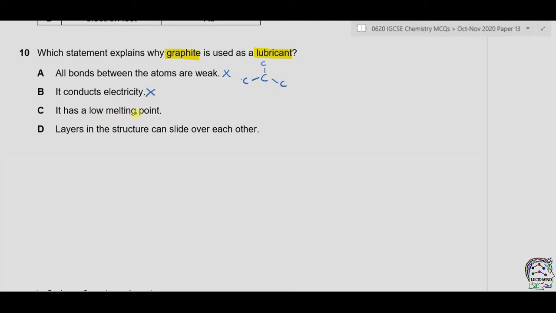C. It has a low melting point. Now graphite does not have a low melting point, its melting point is quite high. D. Layers in the structure can slide over each other. Now this is a true statement because in graphite, carbon atoms are present in the form of layers and only weak forces of attraction are present between the layers. Therefore, layers slide over each other, and due to this sliding, it can be used as a lubricant. The answer is therefore D.